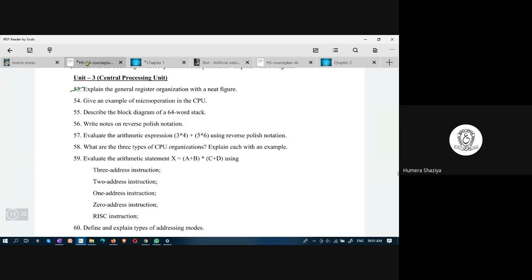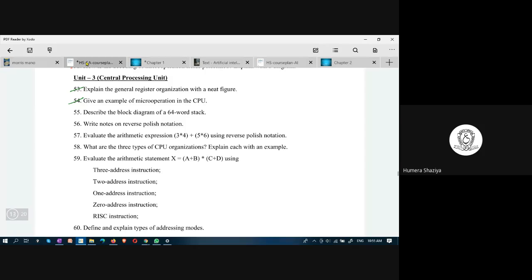Give an example of a micro operation in the CPU. We have seen OPR and SCLA, SCLB: select A, select B, and load. Yes, that we learned. That is the ALU micro operation also. That is the example of a micro operation in the CPU. Take that example and explain.